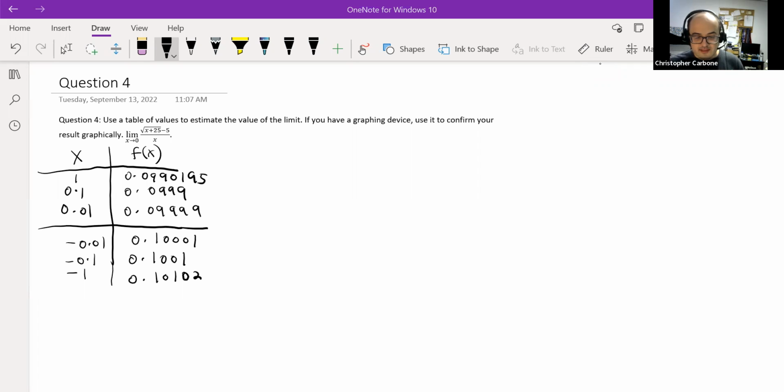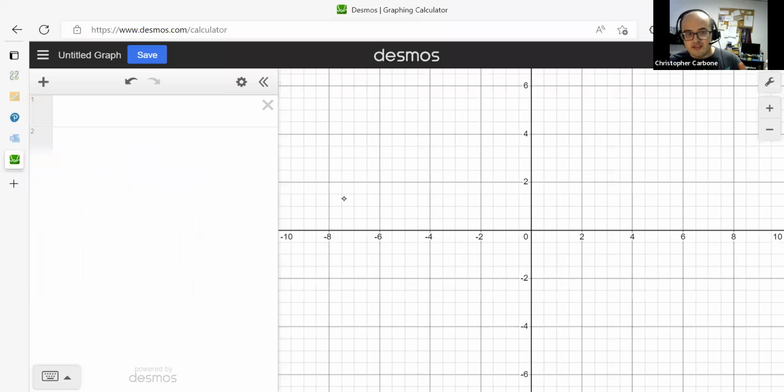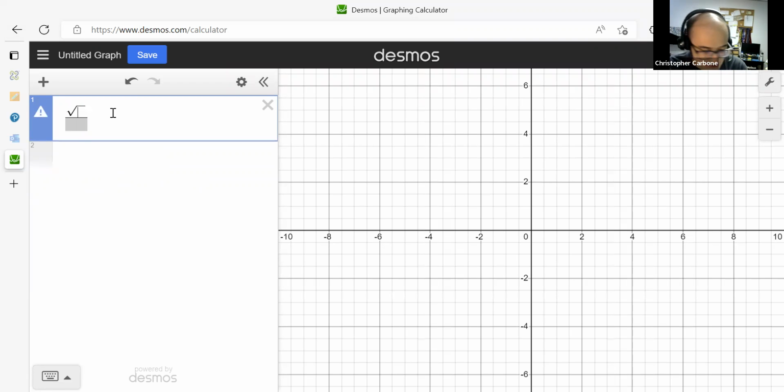But just so we could see it more visually, here's a graph. We could type in our function and see what is going on with that. Let me just put that in on here so we could see it. Square root of x plus 25 minus 5, all divided by x. As you can see, here's our graph.